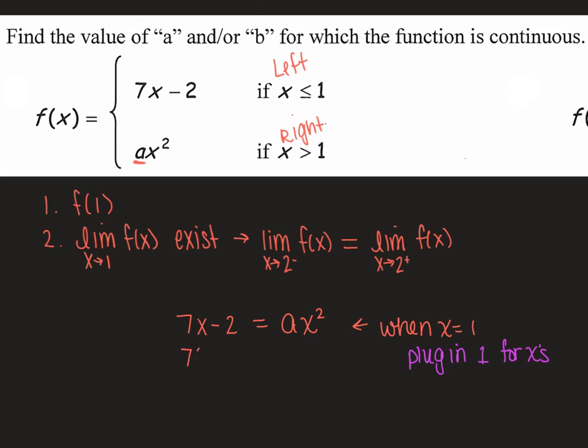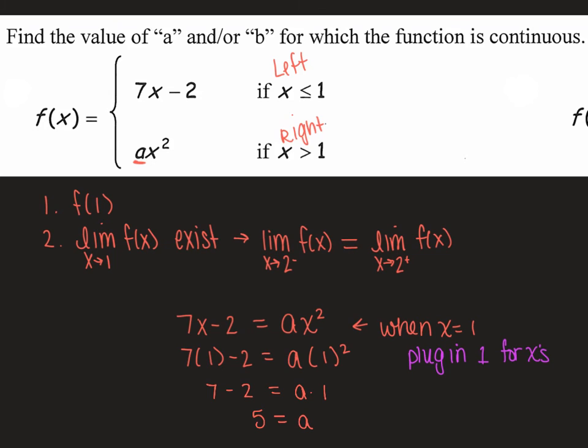Let's do it. So we're going to have 7 times 1 minus 2 equals a times 1 squared. And we're going to just solve for a. Once we find it, that is our answer to this question. Remember, this question is only asking what value of a will make this function continuous. So think about what your questions are asking you. Now we have 7 minus 2 equals a times 1. And we have 5 equals a.